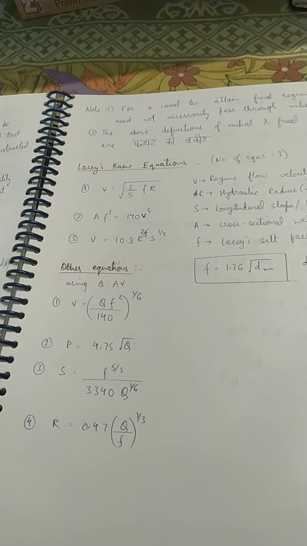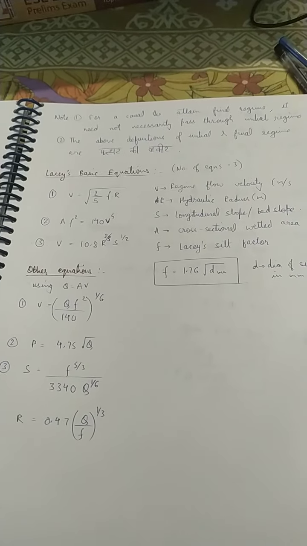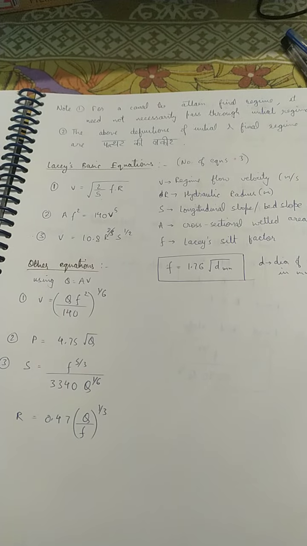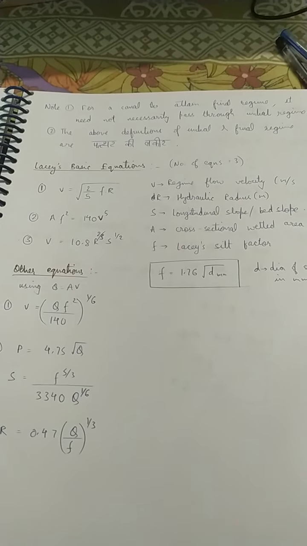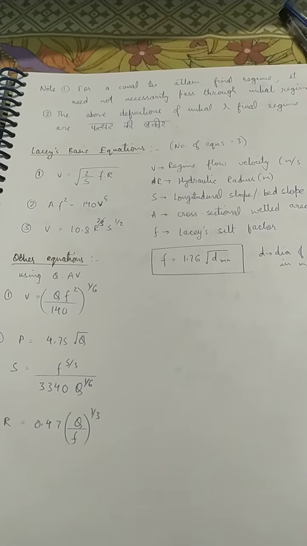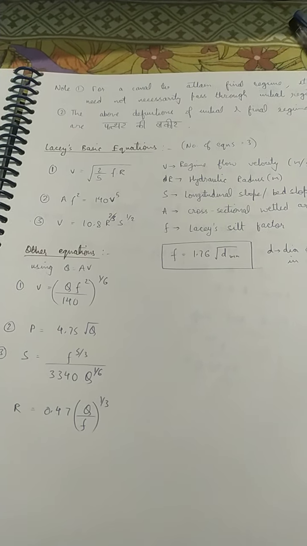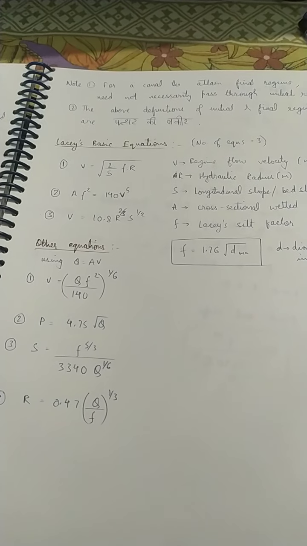And how do you find f? That is Lacey's silt factor. It is found by using f is equal to 1.76 under root d, where d is the diameter of silt in mm. All the other variables are in SI units except for this d, which is in mm.